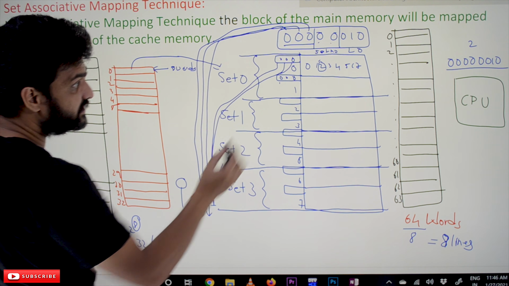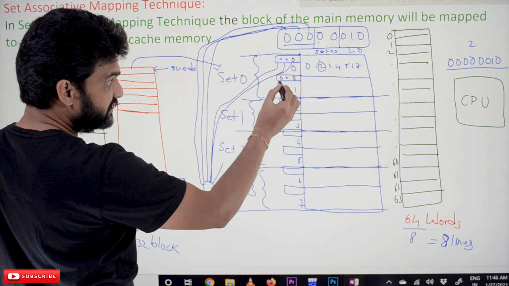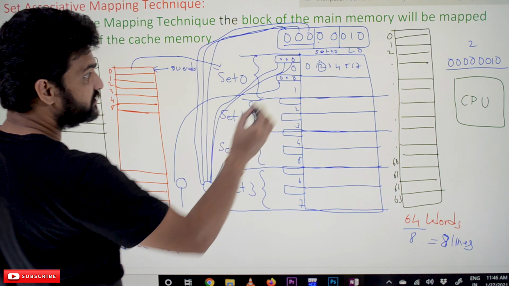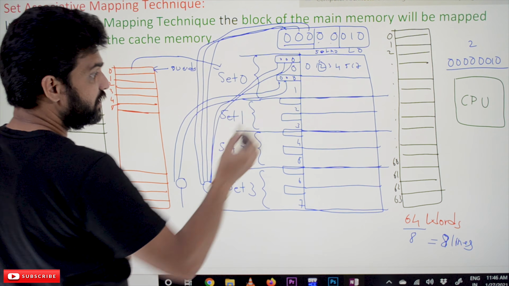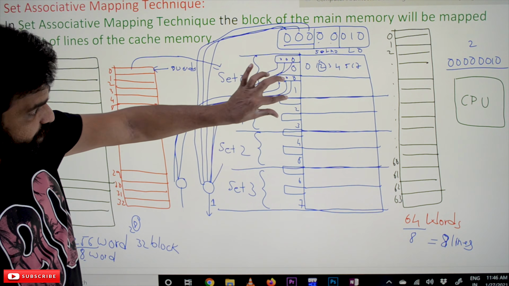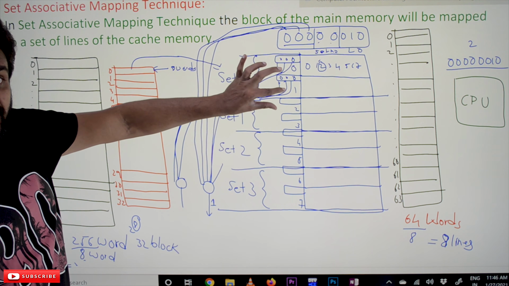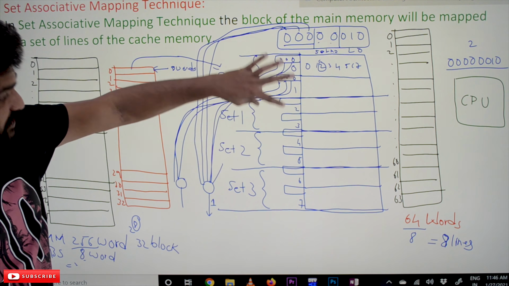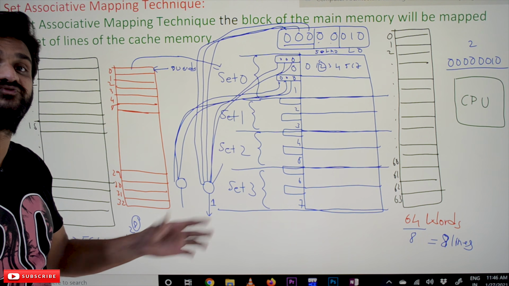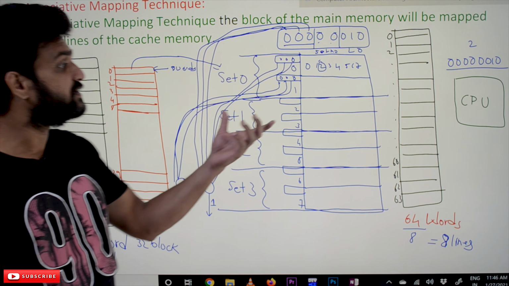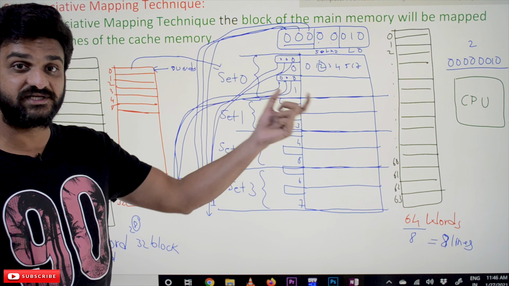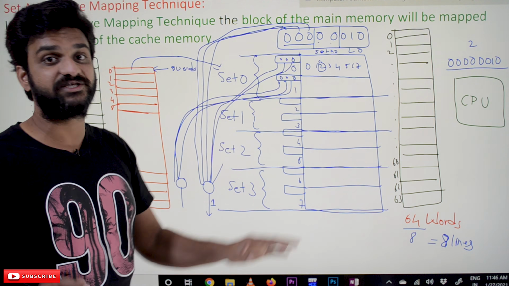And the other comparator is connected to the next tag. How many lines are there in a set? 2 lines. So every line of the set gets connected to these 2 comparators. By using only these 2 comparators, we can say whether the given block, the given word, is present in the cache memory or not.